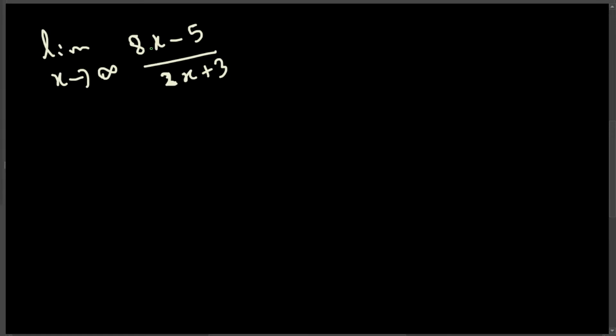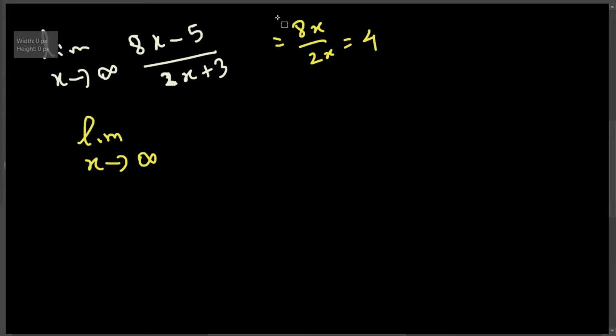If you remove insignificant values, we are going to get 8x over 2x. That's going to be 4. So we can directly see that one. But if you want to prove it, there's one way to do that. Let's go ahead and do this. So limit x approaches infinity. I erase this one and derive the answer using this method.